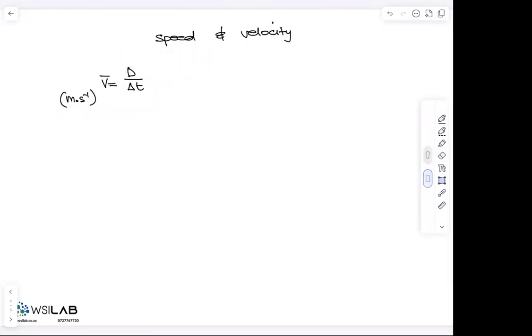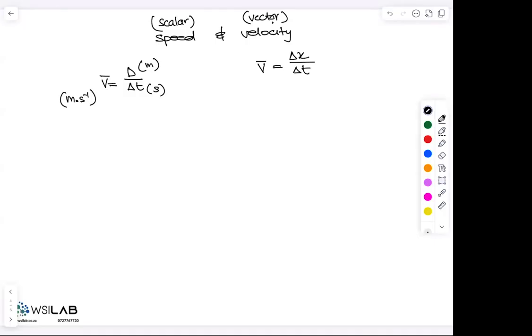Your time is always in seconds. So it's basically meters divided by seconds, or meters times seconds to the power of -1. Now, this is a scalar, so no direction. Velocity is a vector, and we have to give direction there. The equation looks like this. Average velocity is your displacement over your time. The units are the same, meters times seconds to the power of -1. This is in meters, and this is time in seconds.